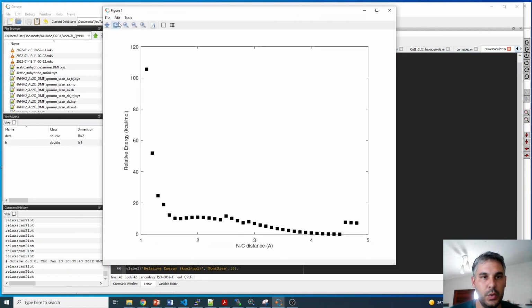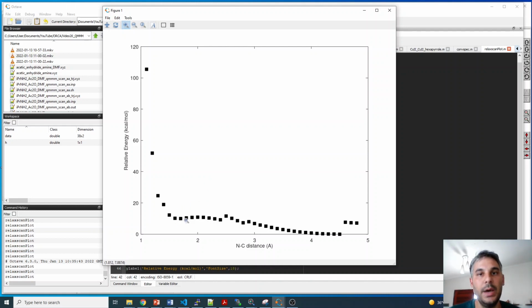So basically what happened is that the optimal carbon-nitrogen distance was probably around 1.6 angstrom, and then I kept decreasing the distance, forcing it to get closer, and that increased the energy. So this is only a relaxed surface scan. It is useful for seeing what the initial possible transition state and possible product states are.